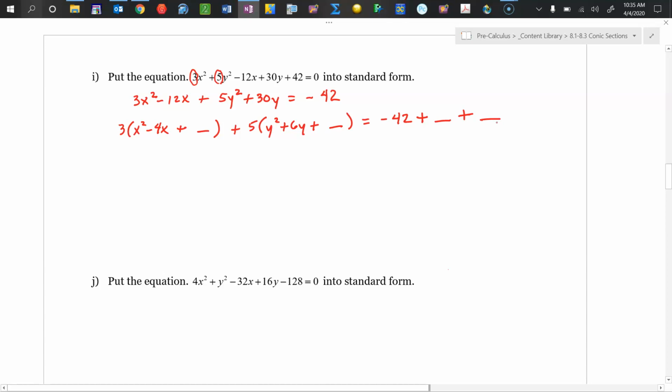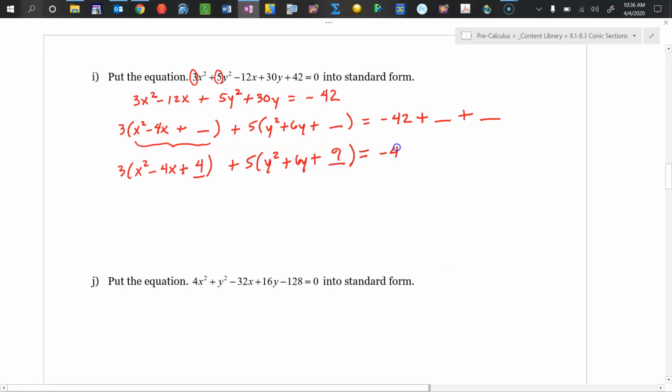So if we take what's inside parentheses here, and we go ahead with how we normally complete the square, we would have x squared minus 4x. Half of negative 4 is negative 2. When we square that, we get positive 4. Do the same thing for y. 5 times y squared plus 6y. Half of 6 is 3. Square that, we get 9.